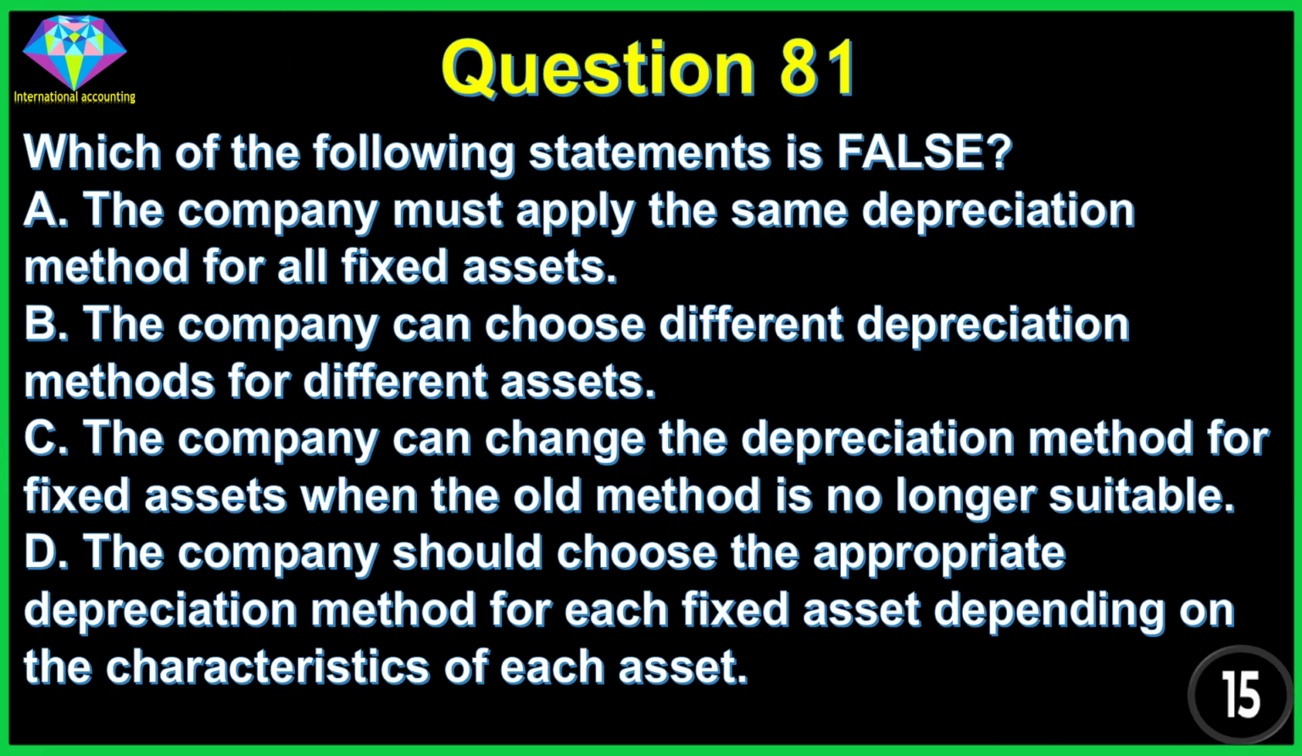Which of the following statements is false? A. The company must apply the same depreciation method for all fixed assets. B. The company can choose different depreciation methods for different assets. C. The company can change the depreciation method for fixed assets when the old method is no longer suitable. D. The company should choose the appropriate depreciation method for each fixed asset depending on the characteristics of each asset.